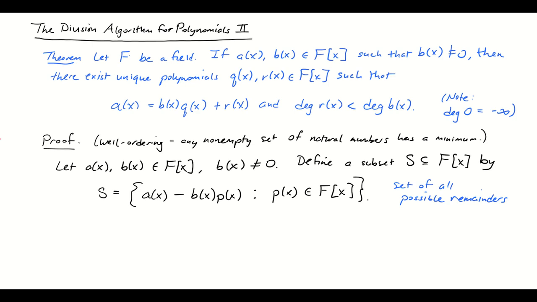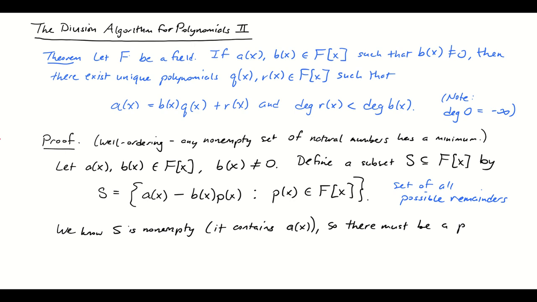All right, so first of all, we know S is non-empty, since after all it contains a of x. So there must be a polynomial in S of smallest degree, or minimum degree. And we're going to call that r of x, and hope that that's exactly the remainder we want.